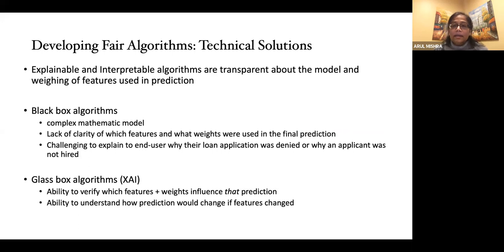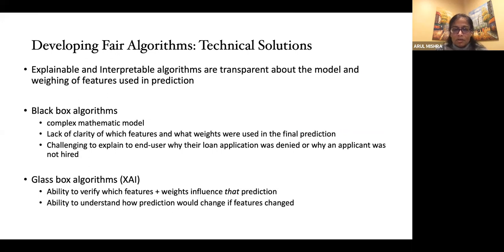And then another technical solution that is possible is to have different sorts of mathematical models. Whenever we hear about machine learning or artificial intelligence, we hear this word, black box models. They are called black box algorithms because they're using some complex mathematical model to come up with their predictions. But they are opaque. We don't know what input features, and in what weight, they are using to generate those final predictions.